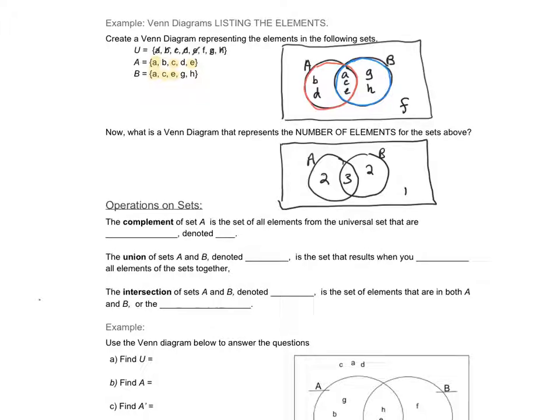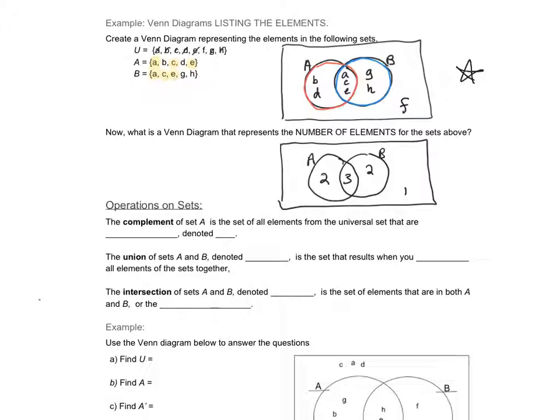Now, we typically create the Venn diagram based on the information we're given. So if we're given information about the actual elements, then we write down the actual elements. So this is really the way we would create a Venn diagram for this example. But sometimes you will be given information about the number of elements in each region, and then you'll create a Venn diagram that represents the number of elements.